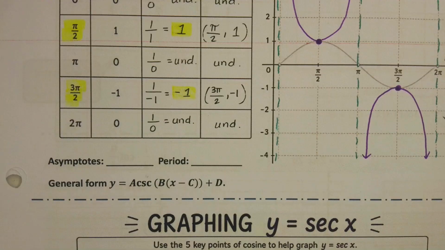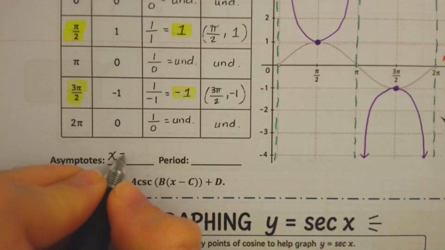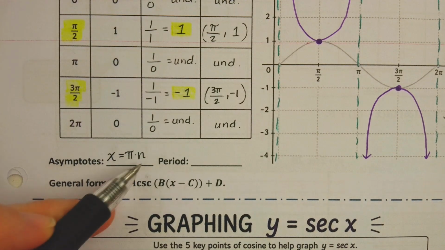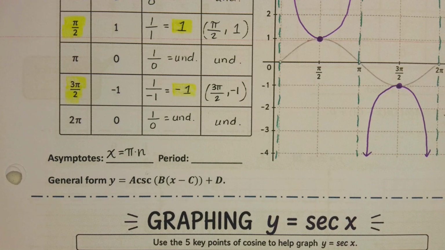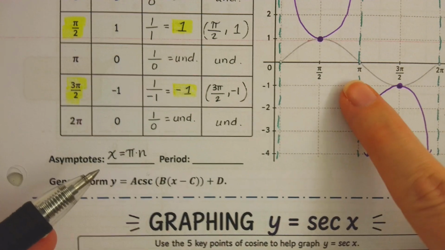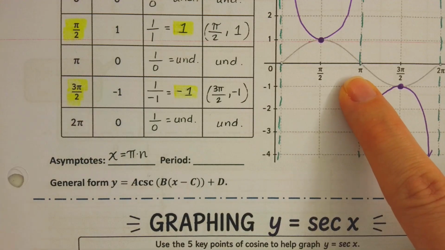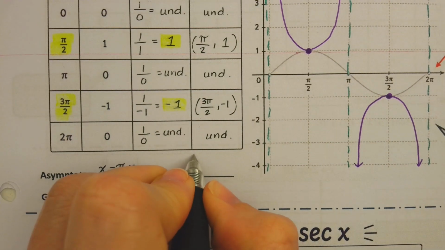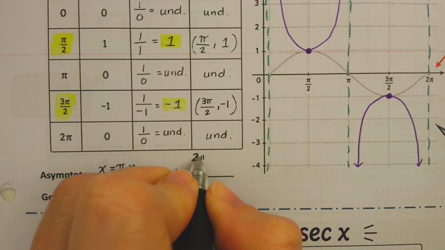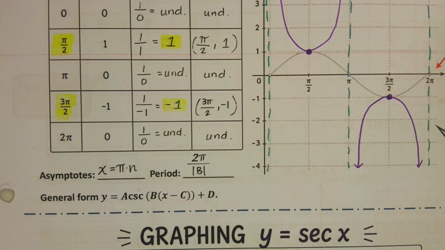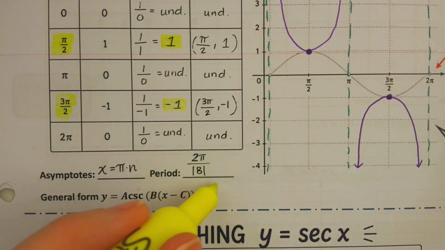So how we would write that is x equals, we don't have to list out the first one, we can just say pi times n. Because if n was 0, that would be your first one at 0. If n is 1, that's the one at pi. If n is 2, that's the one at 2 pi. You calculate the period the same way you calculate it for sine, which was 2 pi over the absolute value of b.